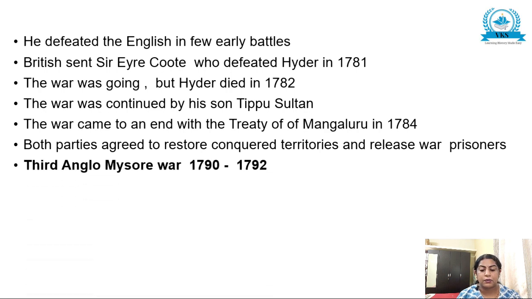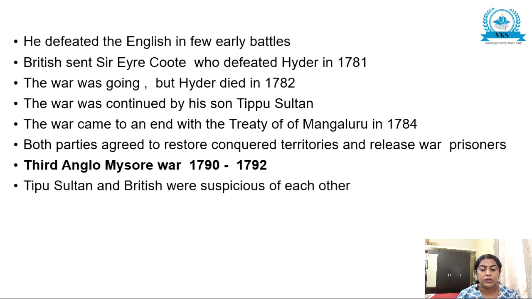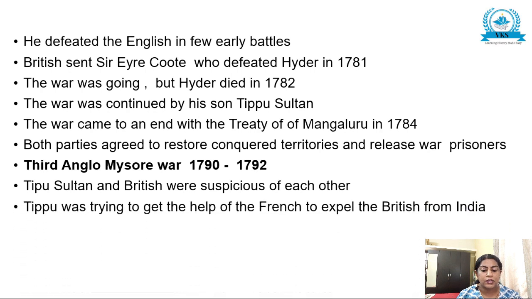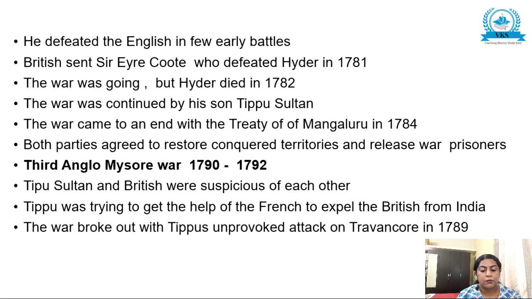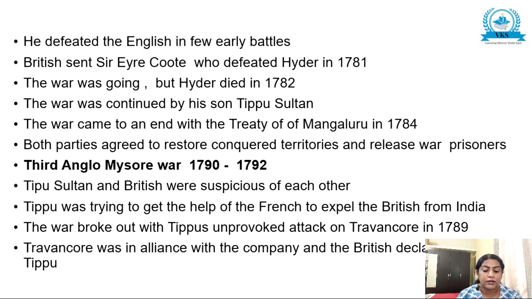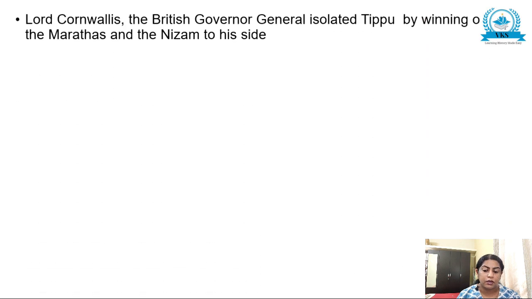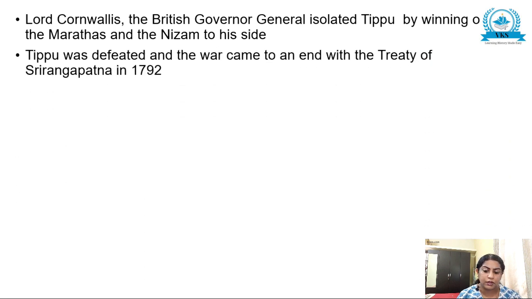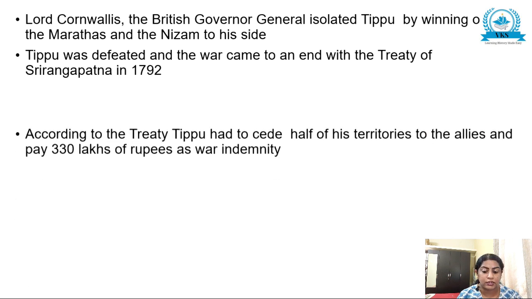Next is the Third Anglo-Mysore War. It happened in 1790 to 92. Tipu Sultan and the British were suspicious of each other, and Tipu was trying to get the help of the French to expel the British from India. The war broke out with Tipu's unprovoked attack on Travancore in 1789. Travancore was in alliance with the Company, and the British declared war on Tipu. Lord Cornwallis, that is the British Governor General, isolated Tipu by winning over the Marathas and the Nizam to his side. Tipu was defeated and the war came to an end with the Treaty of Srirangapatna in 1792.